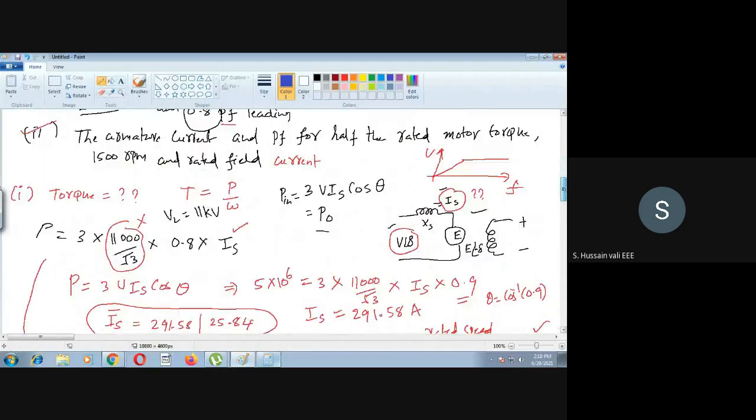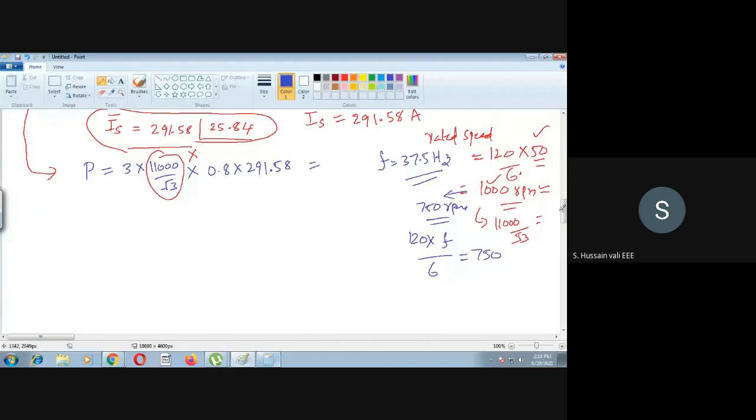It depends upon whether you are operating above the rated speed or below the rated speed. The rated speed is 1000 rpm. Now the question is at 750 rpm. So you are reducing the speed, so you are operating below rated speed. When you operate below rated speed, you have to follow V by F constant. This is the logic. As you have to follow V by F constant, in the sense V is proportional to F.